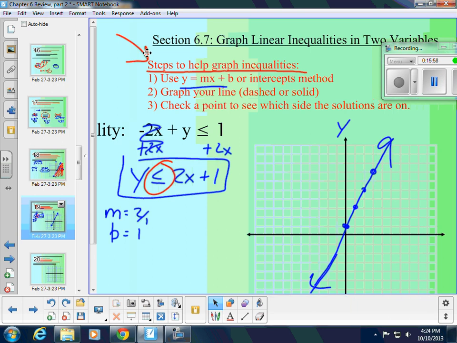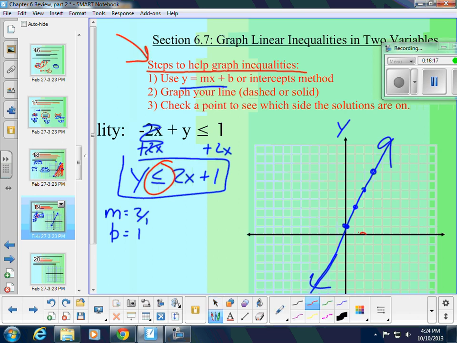So I make a solid line. That's telling me that all the points on that line are also possible solutions. Then again, the last thing to do is we got to shade on just one side or the other, so I can check a random point. And just one small thing to make sure we understand, though, don't check a point that's actually on the line. You have to check some point that is somewhere else.